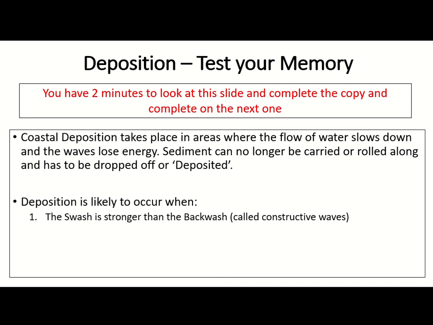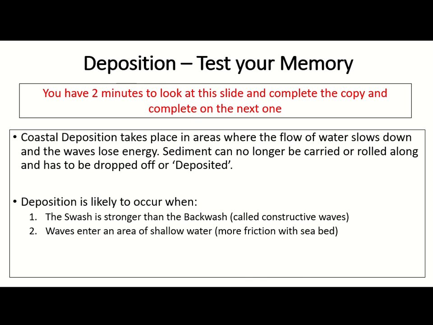So if the swash is carrying sediment onto the beach, but the backwash can't take it off because it's not as strong, then it will leave that sediment, it will deposit it on the beach. And that's what we call a constructive wave, one that leaves more sediment on the beach than it takes away. So that's one reason deposition happens.